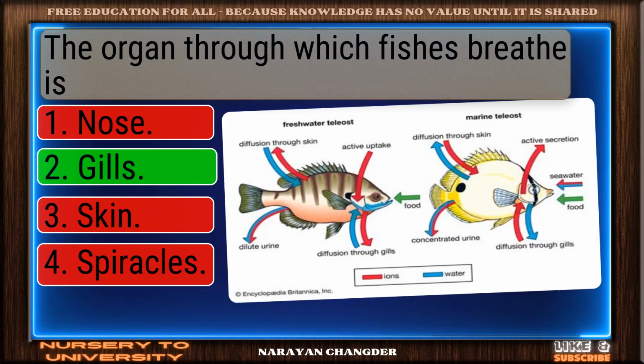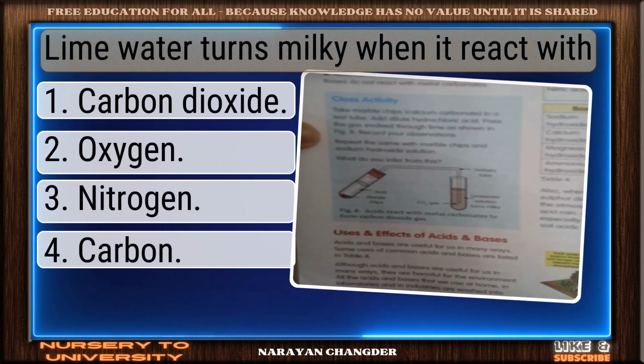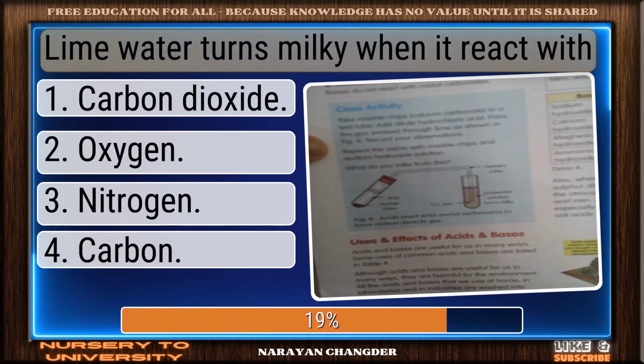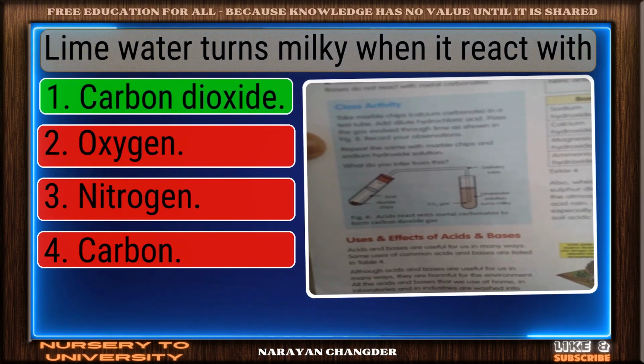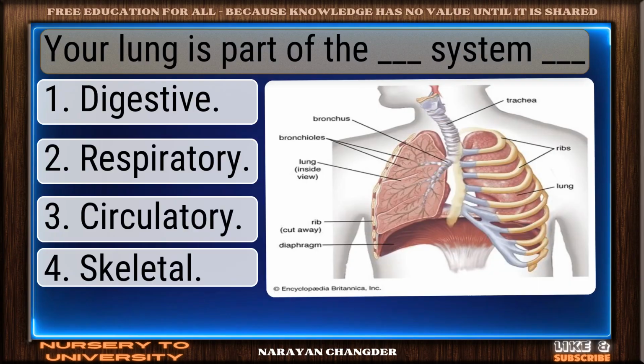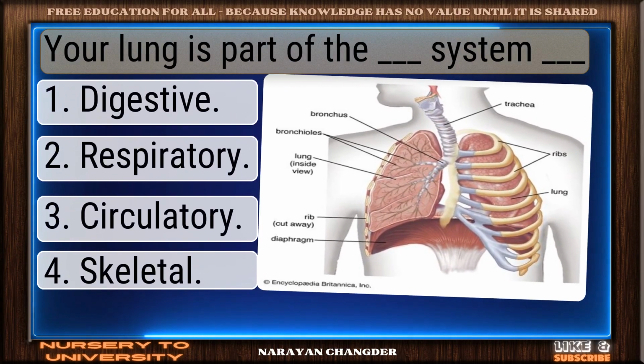Excellent. Gills is a brilliant choice. Question number 113. Lime water turns milky when it reacts with? Right again. Carbon dioxide is a valid answer. Question number 114. Your lung is part of the dash system.